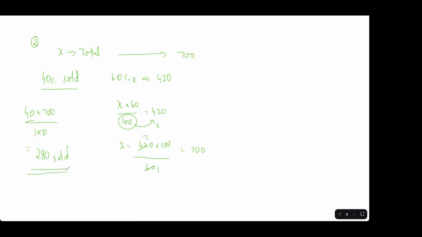Sir, we can just subtract 700 minus 420. Yes, correct. You will get 280. Understood everyone?